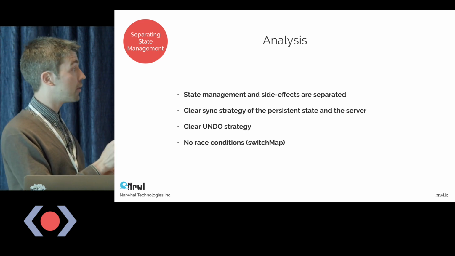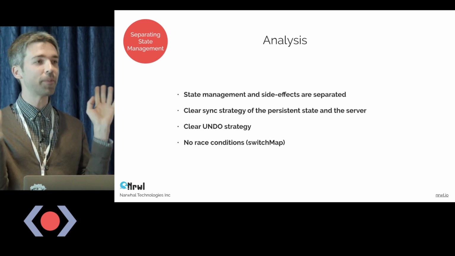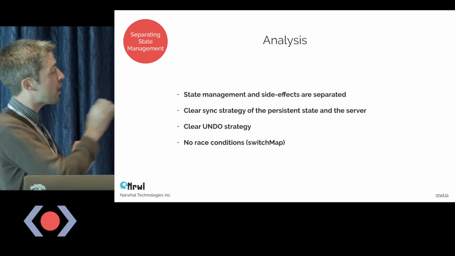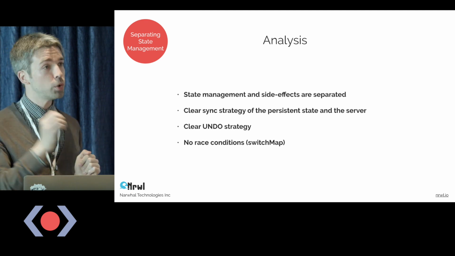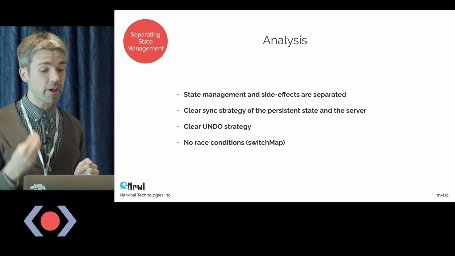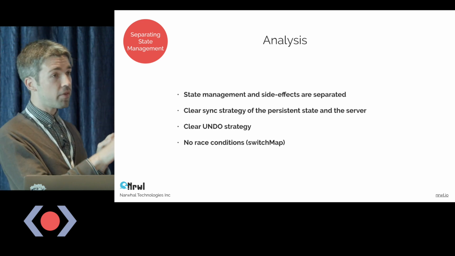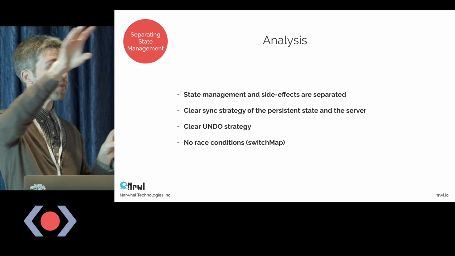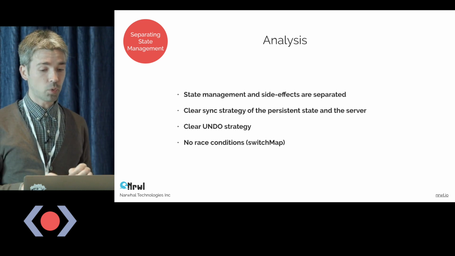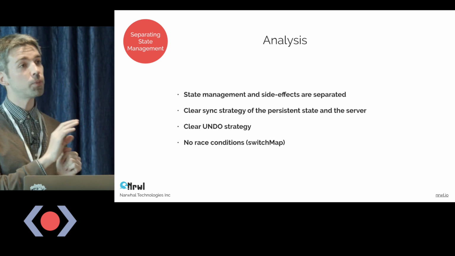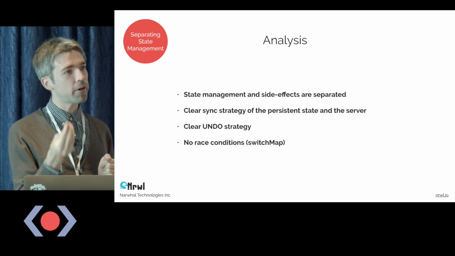Because we use switchMap, and you don't have to use switchMap, that's not the only solution, but because we use switchMap, we actually managed to get rid of the race condition. Our application finally behaves properly. So everything is in the right place. Everything is separated: side effects, UI, and state management. And so all the concerns are separate, and all the issues we had are gone. So our application finally works properly.